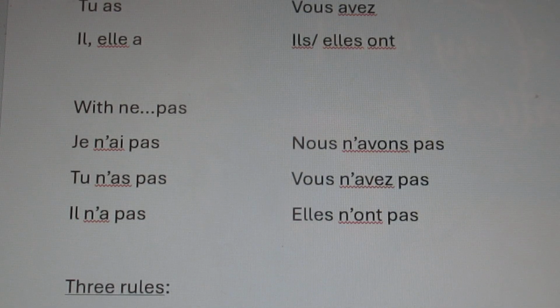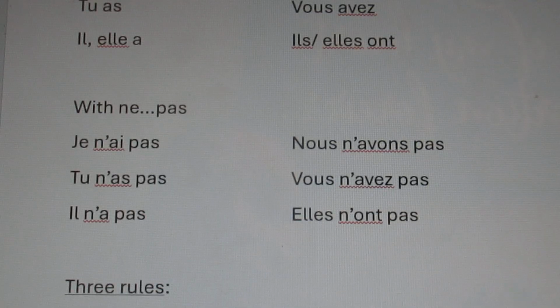Did you hear that the liaison disappeared there, right? Because the S does not slide into the A anymore because we have our N there, nous n'avons pas. Same thing with vous, vous n'avez pas, and same thing with the they, elles n'ont pas. You're going to also notice that the ne drops the E every single time with avoir because we have those vowels. So we have an apostrophe and then our verb and then the pas. So now we've seen our irregular verb avoir, we've seen our regular negation with ne pas, and we're going to build on those two skills.